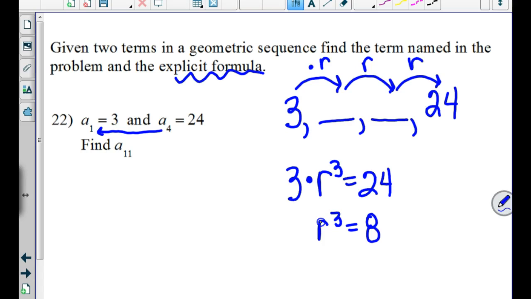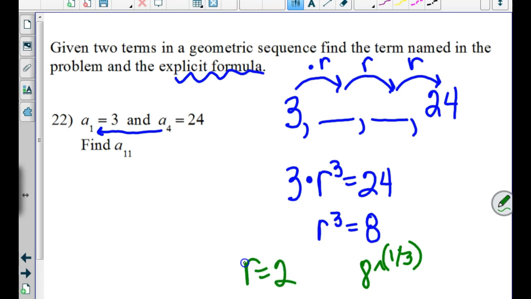The fastest way to do this is do 8 to the 1/3 power. You don't need parentheses because you've got the little box up there anyway. So you should get 2. Everybody was good with that?